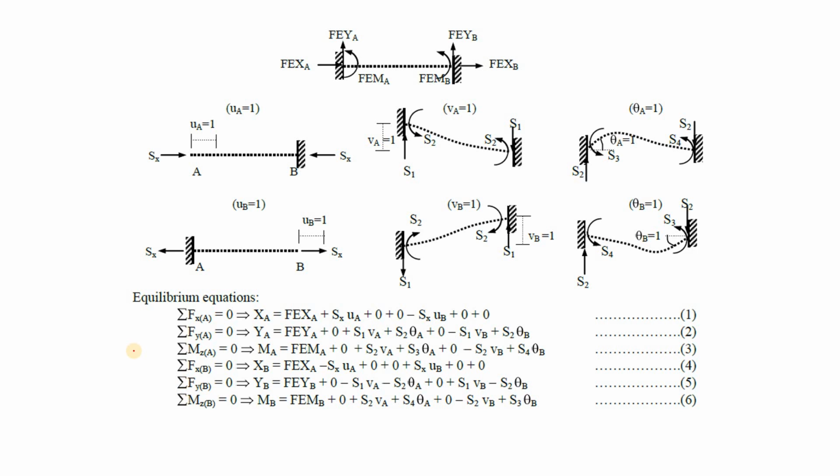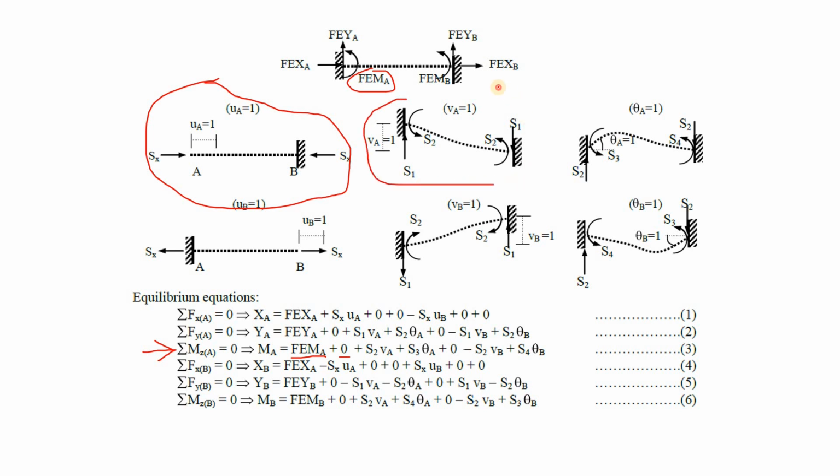Okay, now we're going to be looking at this equation, the rotational equation. So at the A joint we have FEMA, so we have FEMA. Then here we don't have any rotations, so that's going to be 0. But here at the A joint, in this figure, we have a rotation which is the S2 into VA, and since it is anti-clockwise, and we had considered anti-clockwise to be positive, this is going to be a positive moment. So S2 VA, positive moment. Right over that, here we have another moment. This is also anti-clockwise, so this is a positive moment S3, which is going to be multiplied by theta A. So we have S3 theta A.